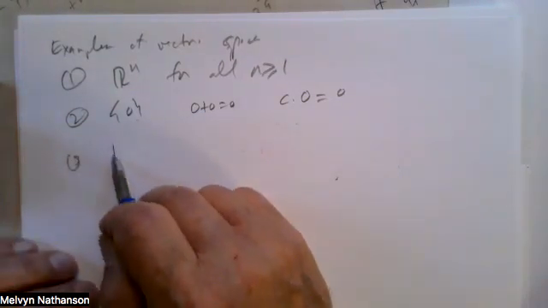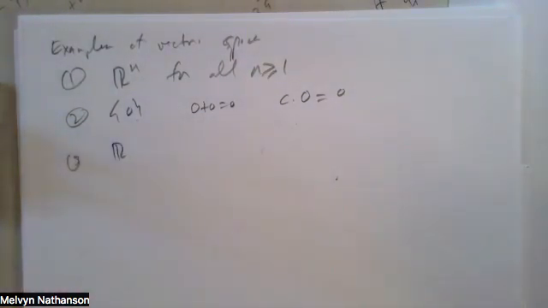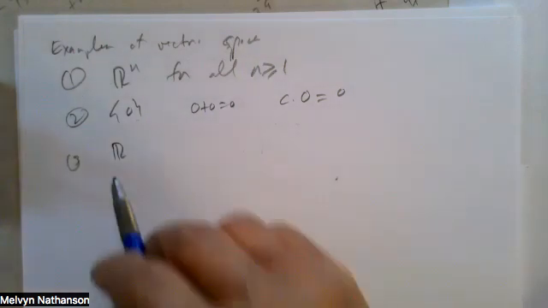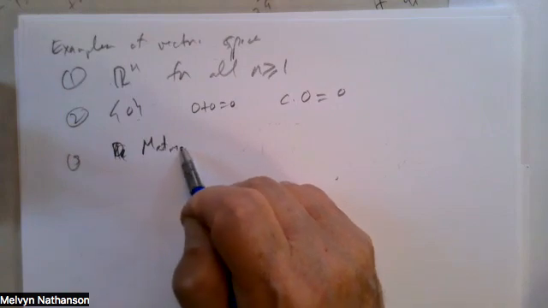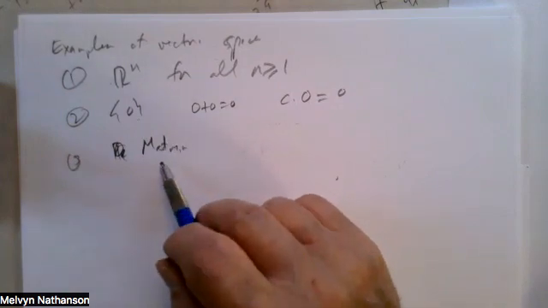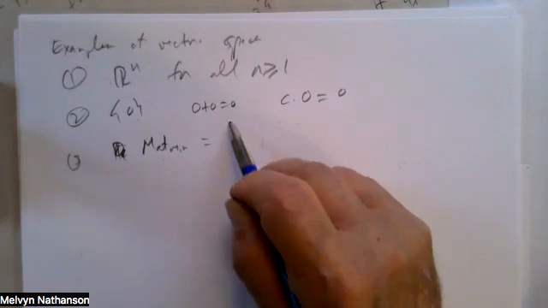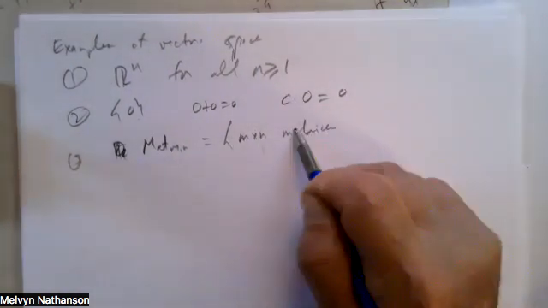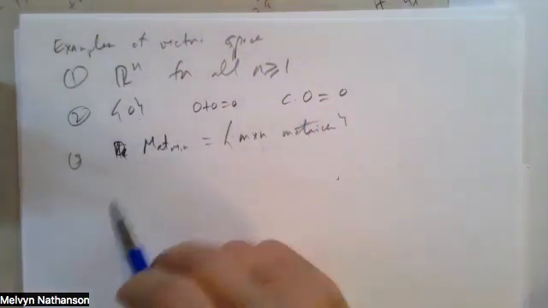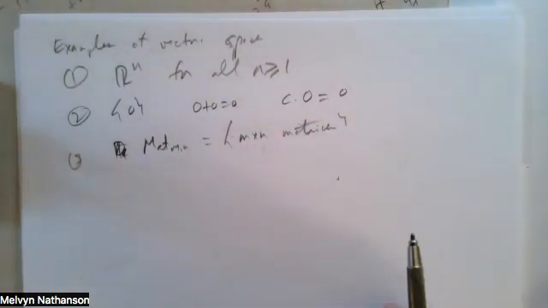You could look at, let's call it, this is the notation I used in the book, Mn. MAT, this just means all m by n matrices. Because if you have two matrices, you can add them and you can scalar multiply them and everything is satisfied.